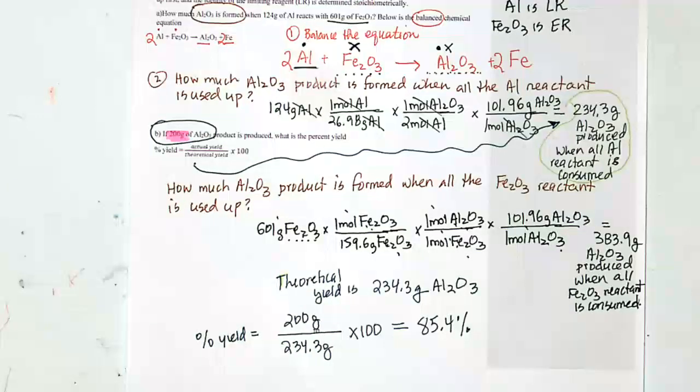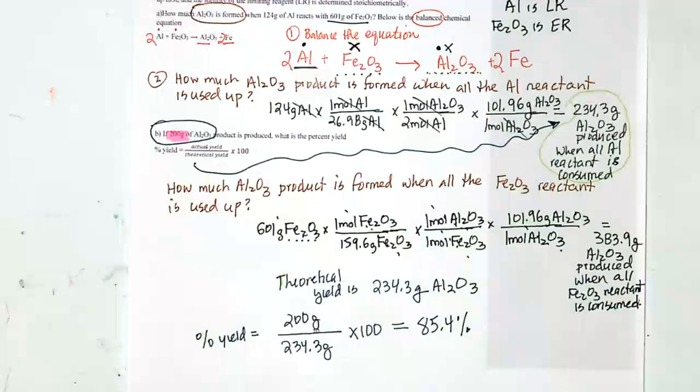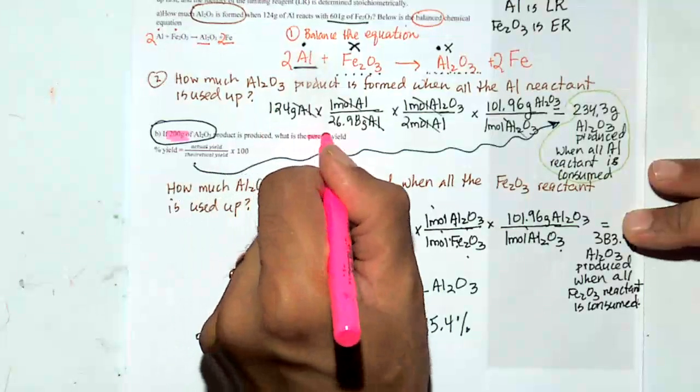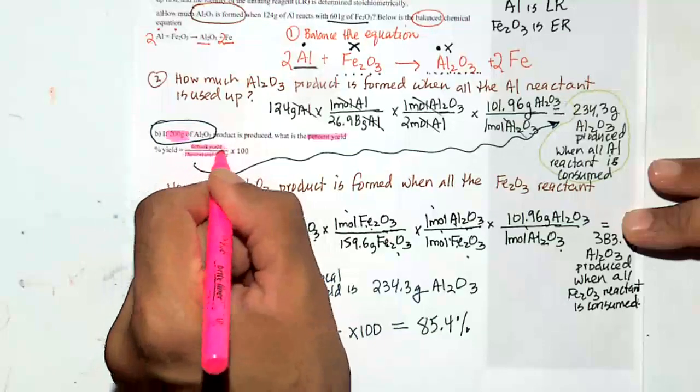So percent yield. So yeah, go ahead. Why is it 200 grams? This is in the problem. Oh, okay. Yeah. It was in the problem, part B. Calculate the percent yield. Okay. It's the actual yield divided by the theoretical yield.